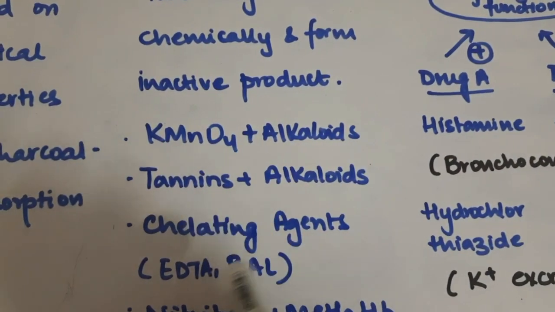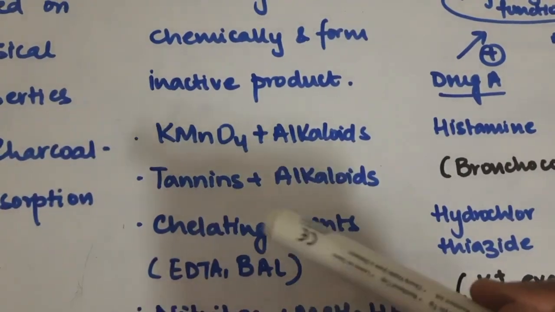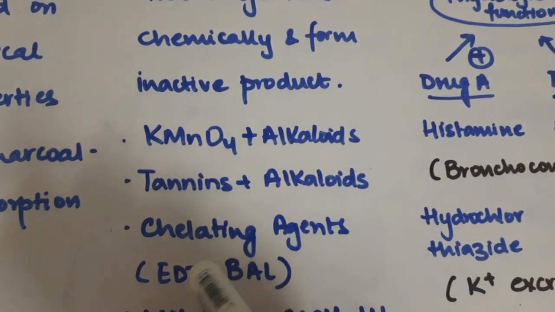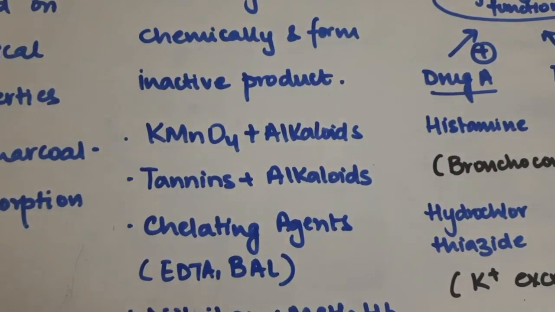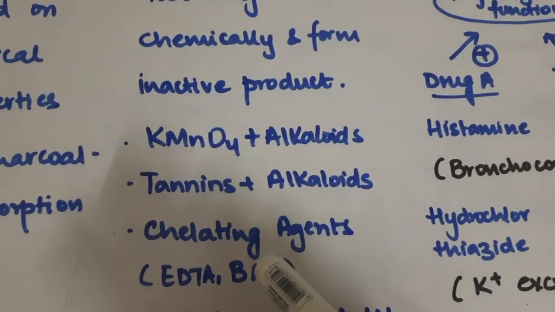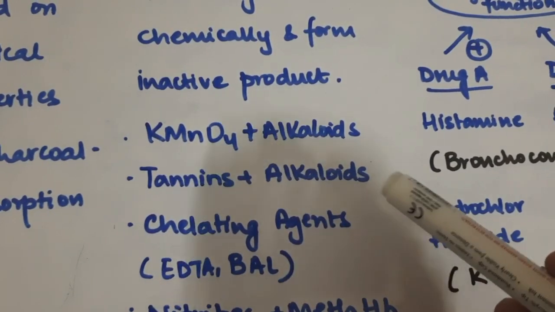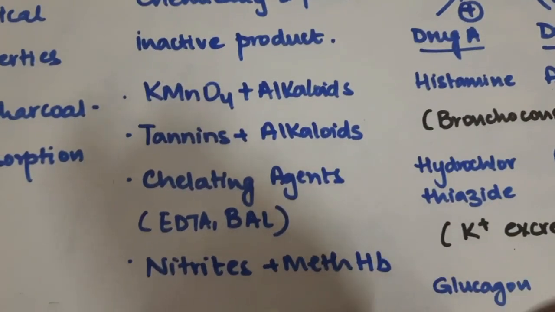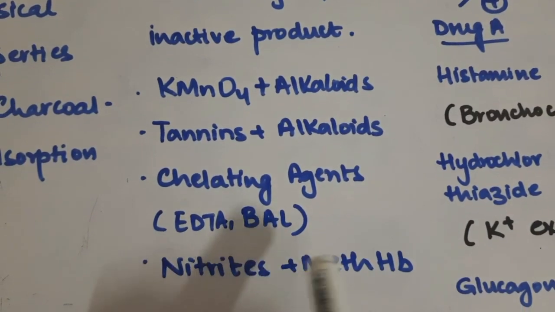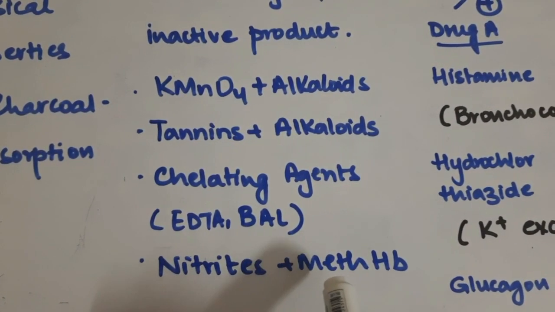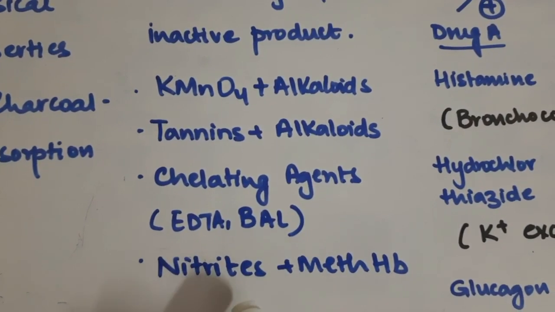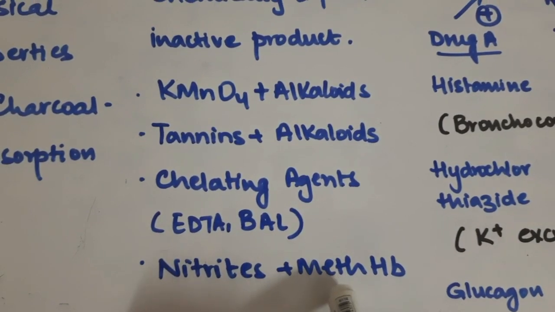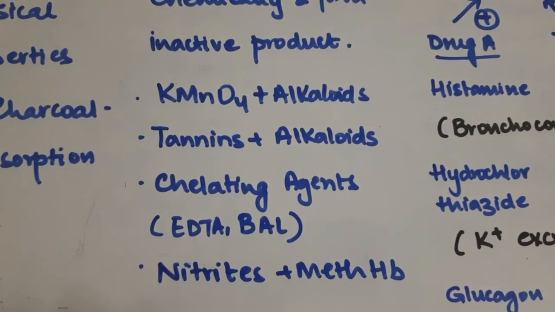Same with chelating agents like EDTA or BAL. We use them in case of heavy metal poisonings like lead or arsenic. They will react with the lead and arsenic in such a way that they form a product which is inactive, and they will not let arsenic or lead cause toxic effects in the body. Same with nitrites and methemoglobin. Nitrites and methemoglobin combined will form an inactive product, and so the toxicity of methemoglobin will reduce.